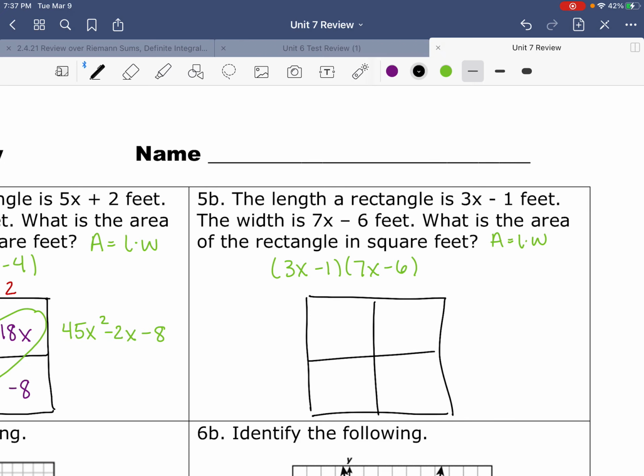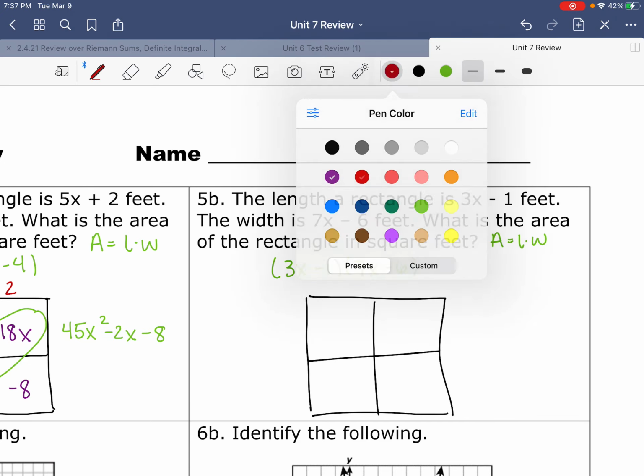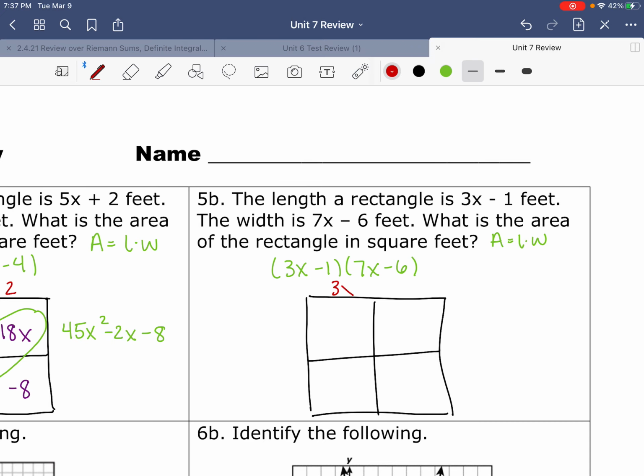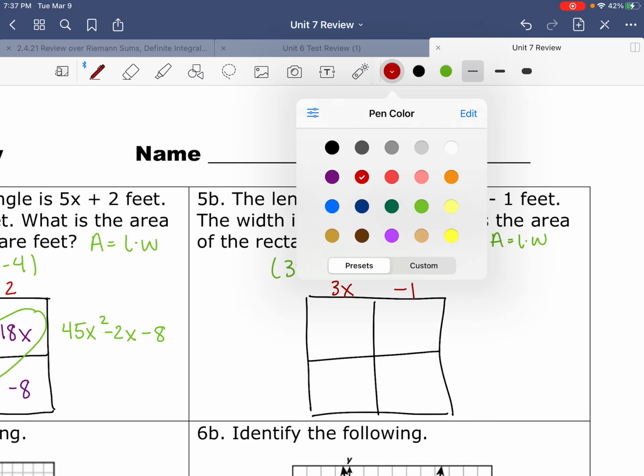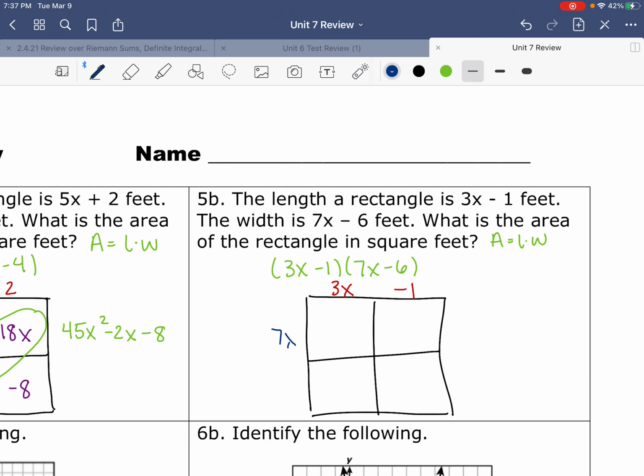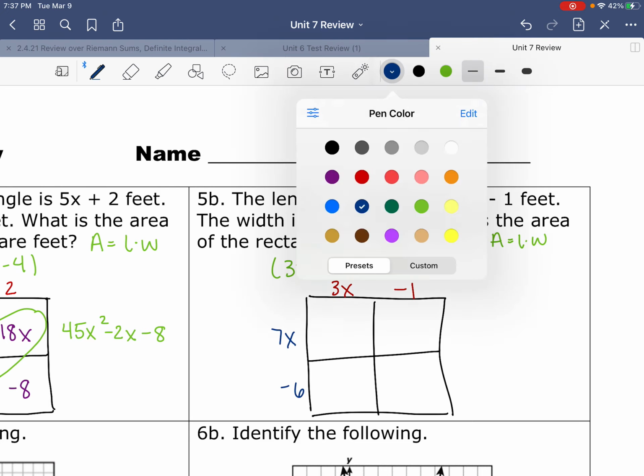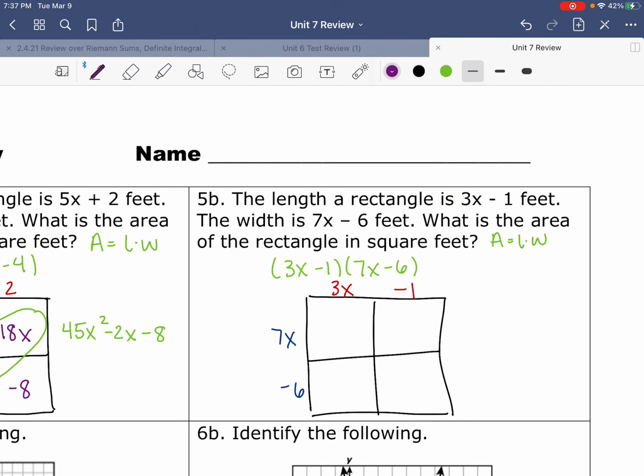So here's our box. On top, I'm going to have 3x minus 1. On the side, I'm going to have 7x minus 6. When I multiply, 7x times 3x is 21x squared. 7x times negative 1 is negative 7x. Negative 6 times 3x is negative 18x. And negative 6 times negative 1 is positive 6.